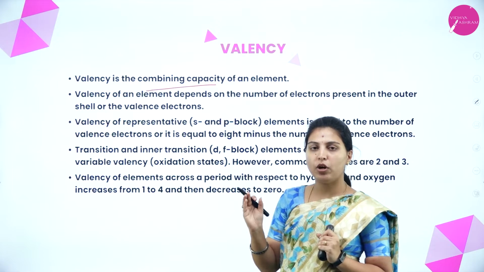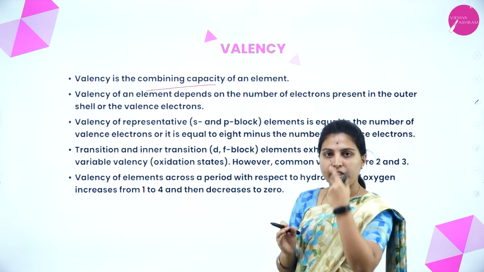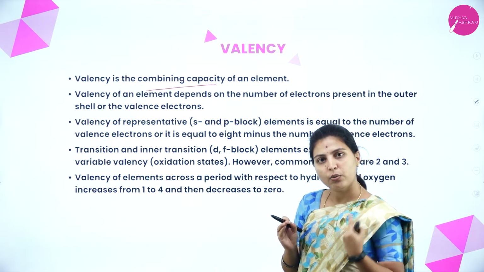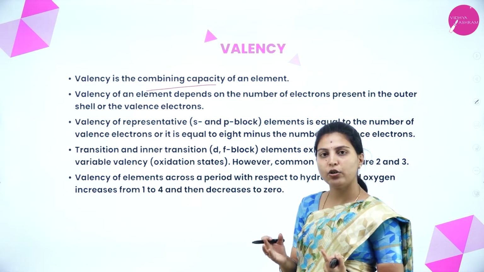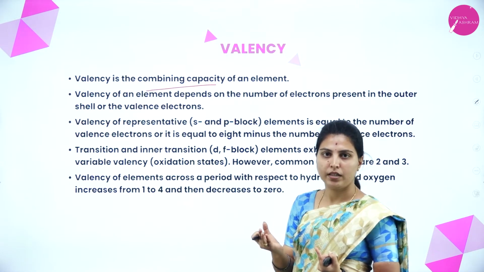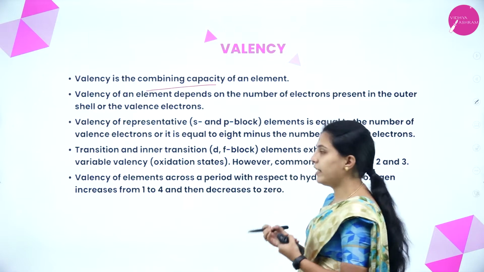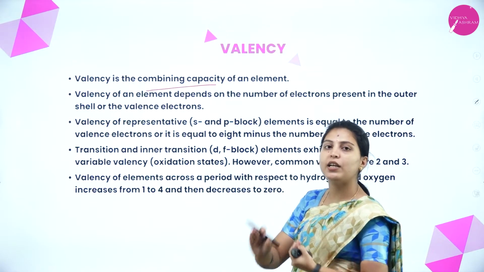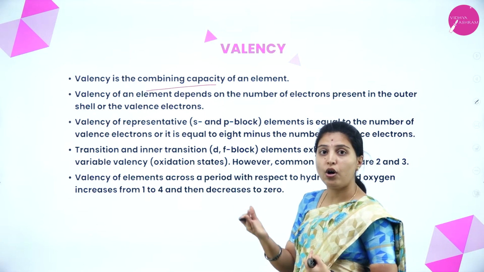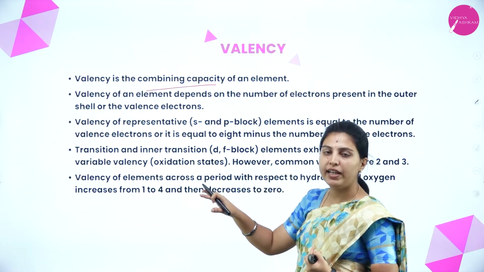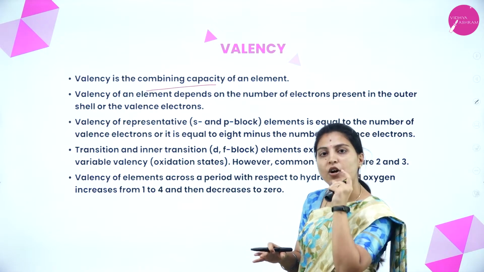See, S and P block, how will it be? The first group will have one valency. The second group will have 2 valency, right? That's what they are telling. Its valence electrons is equal to the valency itself, or 8 minus valence electrons will give the number of valency.